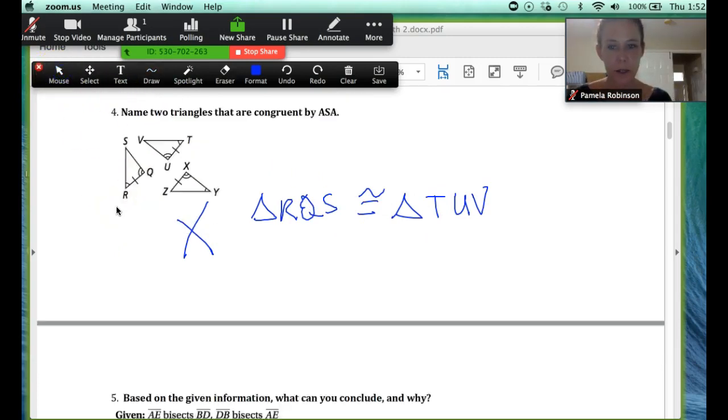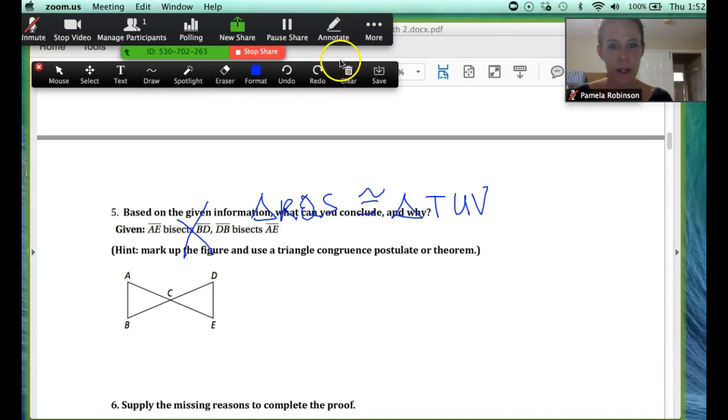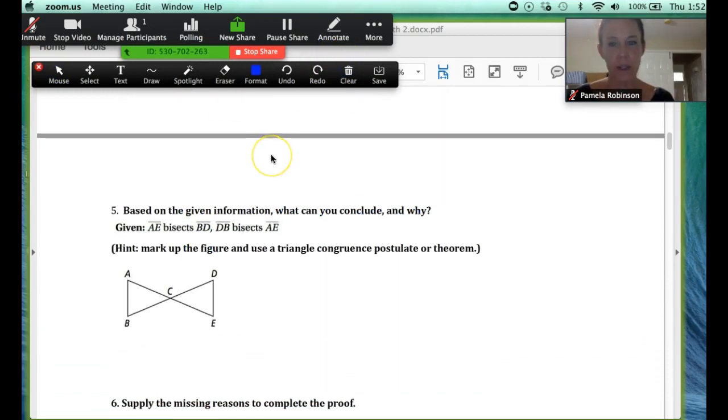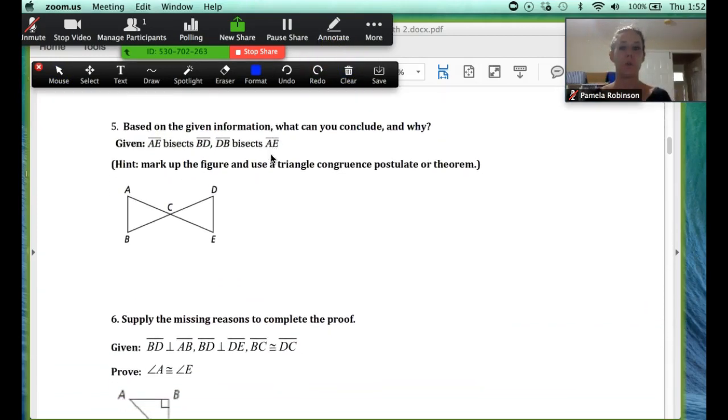On to the next one, number 5. And I gotta clear that off. Okay, based on the given information, what can you conclude and why?